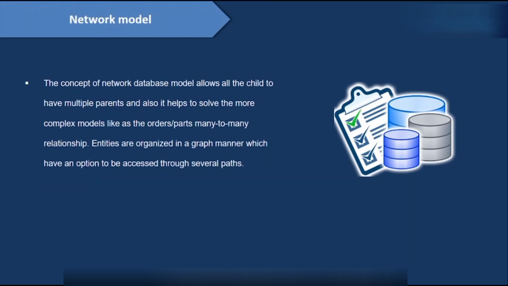Now let's have a look at the network model. But what is the network model? The concept of the network database model allows a child to have multiple parents, and it also helps to solve more complex models like orders or paths, many-to-many relationships like this. Entities are organized in a graph manner, which has an option to be accessed through several paths. So this is what is known as the network model.